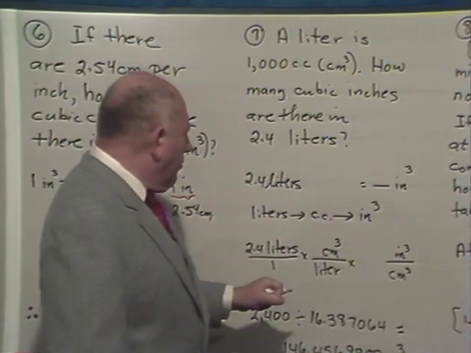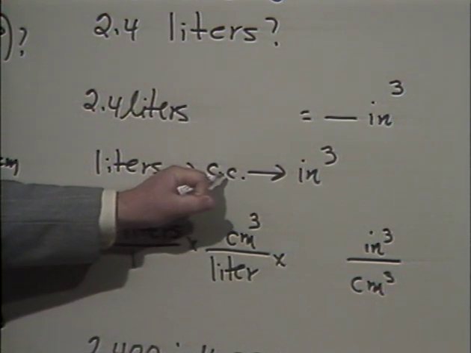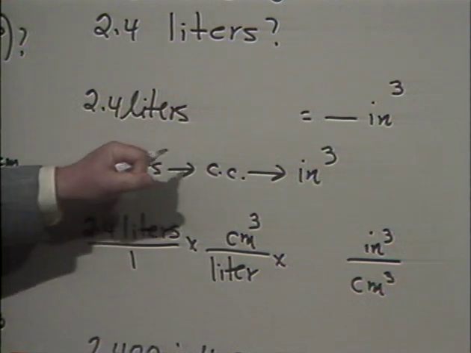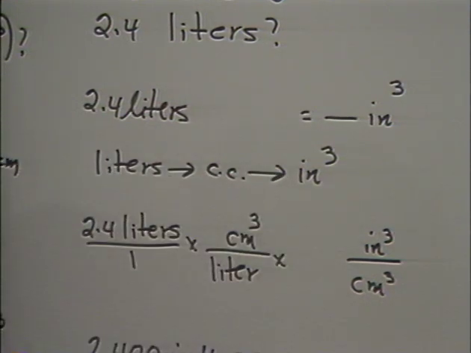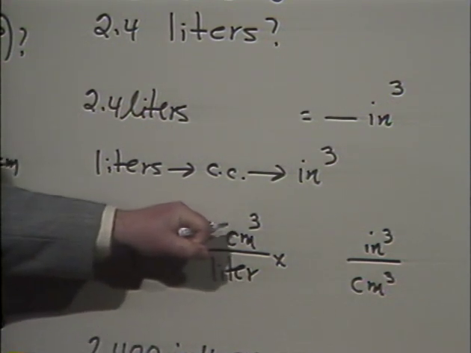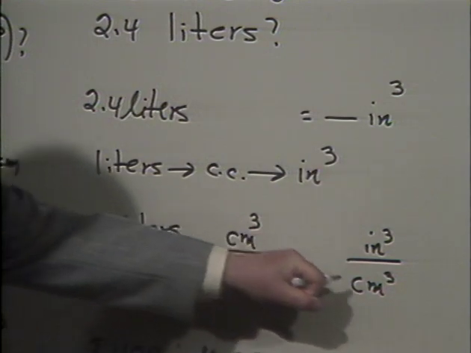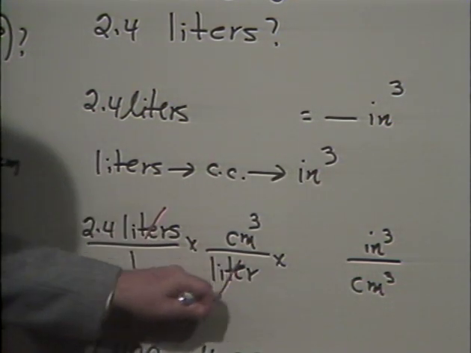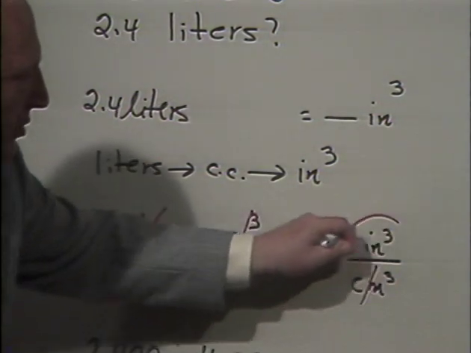In the previous problem, we just figured out how to go from cubic centimeters to cubic inches. So now I'm going to go from what? Liters to cubic centimeters to cubic inches. So what I say is, okay, I'm starting with 2.4 liters. I get rid of liters, bring in cubic centimeters, get rid of cubic centimeters, bring in cubic inches. Let me see if my dimensions are right. Yep, I've got cubic inches now.